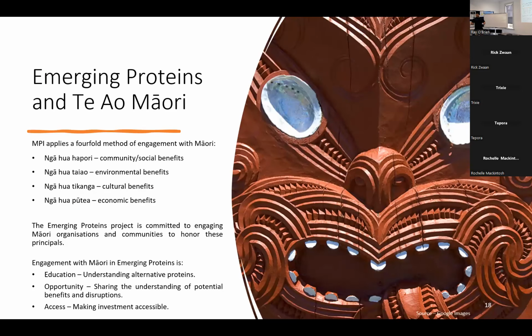So now that you're all as expert as I am on all of that stuff, how do we actually bring this back around full scale and sort of involve or engage Māori? So the Ministry of Primary Industries uses this sort of fourfold method of interacting with Māori, and it's the same thing that Emerging Proteins is doing. So it's making sure that it's looking at community and social benefits, environmental, cultural, and economic benefits as well. And engagement with Māori, from what we've been able to look at, is also educating. So bringing people around the table and actually educating them in terms of what this is.